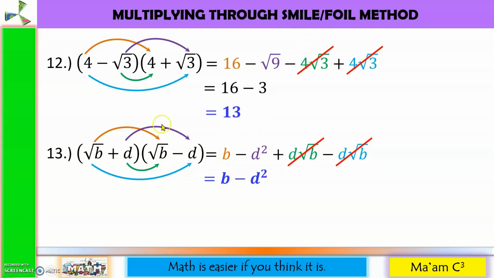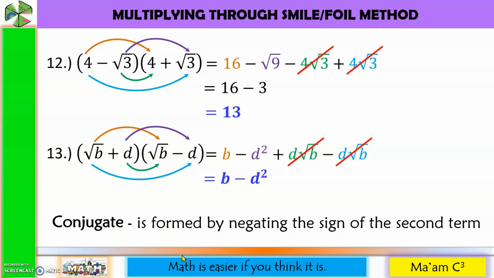Now, what do you notice in our final answer? There are no more radicals. Look at our second binomial. Compare this with our first binomial. This one with this one. What do you notice? It is the same as the first binomial, only with a different sign of the second term. So this is negative and this is positive. This is positive and this is negative. We call this conjugate.